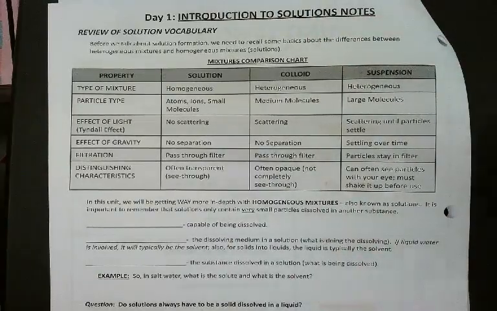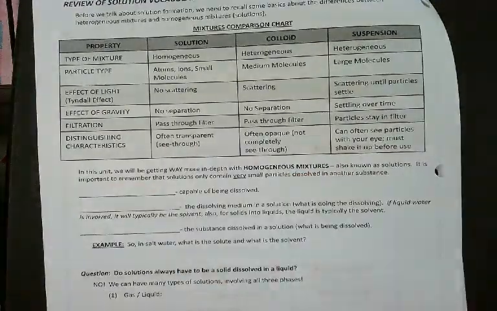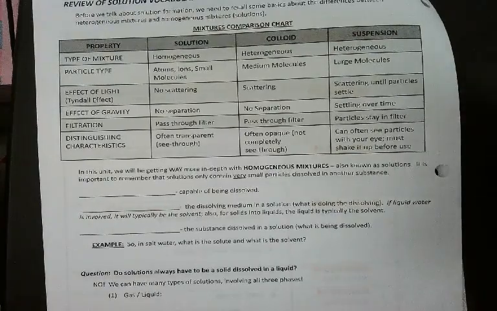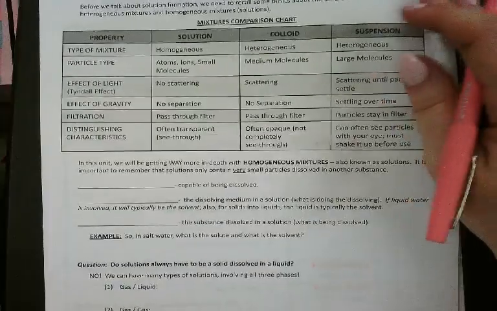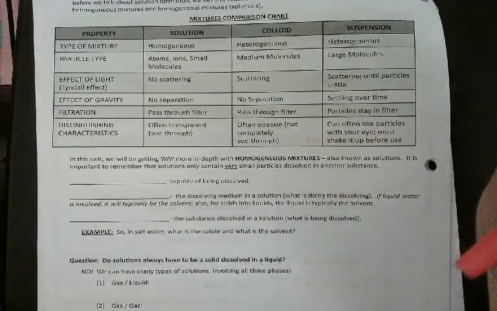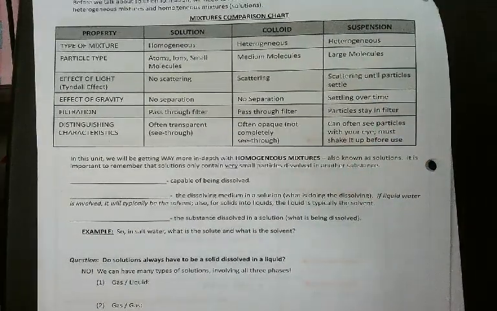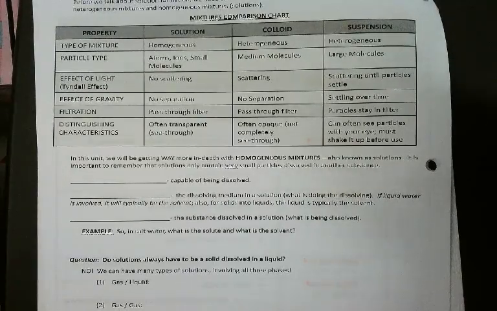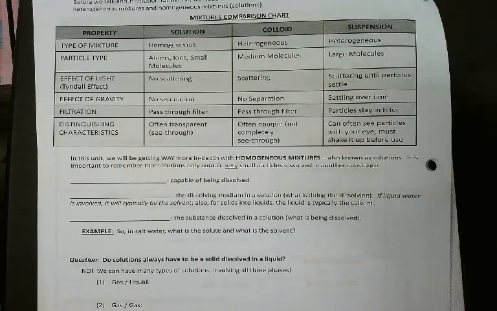So the main gist of today is solutions. In this unit, we're going to be getting way more in depth on homogeneous mixtures. Homogeneous meaning it's the same throughout. It is important to remember that solutions only contain very small particles that are dissolved in another substance. There are 3 important vocab words. This unit is heavy vocab. You're going to look at some solubility curves and answer questions, and then you're going to do math, so it's very similar to last unit. There are 3 things that make up, or are components of, a solution.